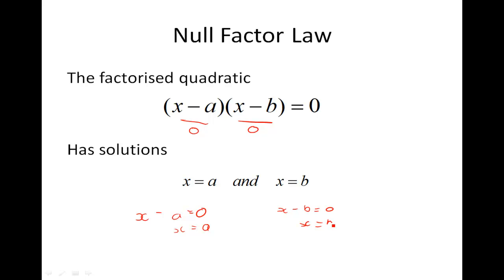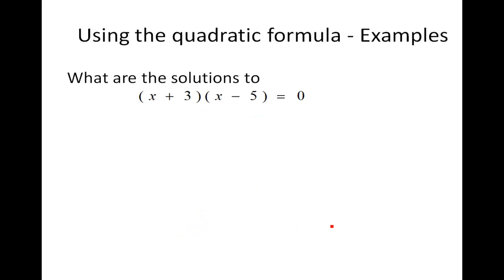So this is called the Null Factor Law, and basically you can read off the solutions in most of these cases. So in this case here, this bracket has to be 0, and for that bracket to be 0, x plus 3 has got to equal 0, or x equals negative 3. And for this bracket here to be 0, x minus 5 has got to be 0, so x has to be 5. So we have two solutions, and you normally write it as the solutions to this equation are negative 3 and positive 5. And the obvious thing here is that when the coefficient of x is 1, you just reverse the signs.